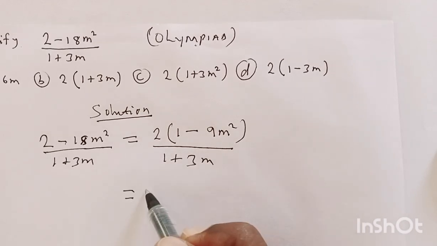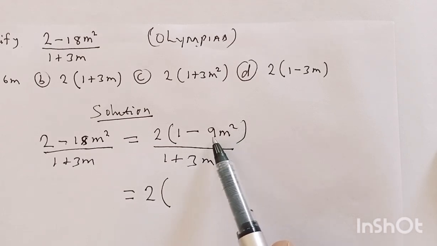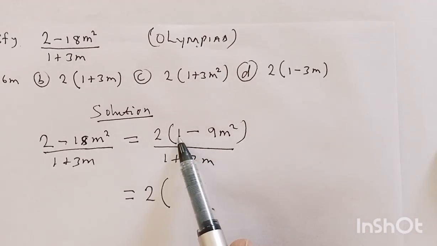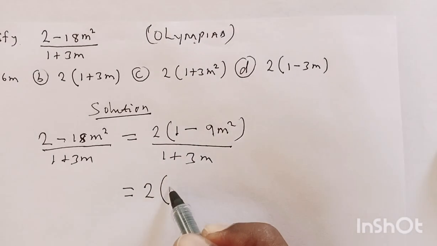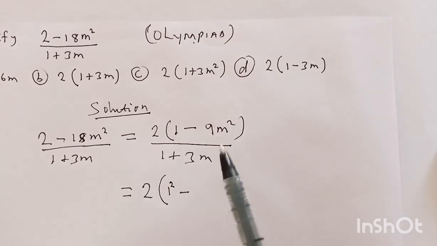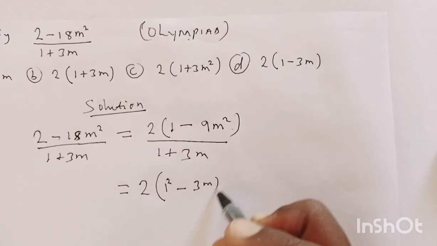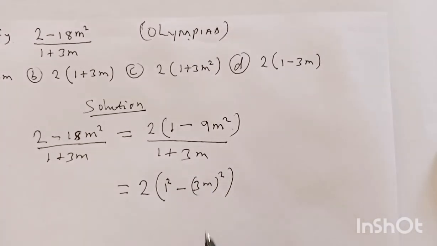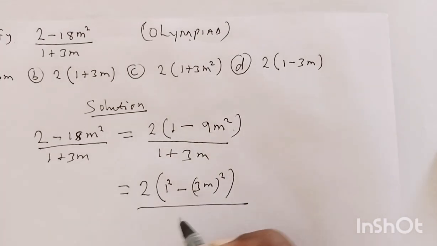This is the same thing as 2 into, here you have m square. So you know 3 square is going to give you 9. So here also 1 is the same thing as 1 square, and 9 is the same thing as 3 square. So this 1 is the same thing as 1 square, minus this 9 which is the same thing as 3. You write your m, then you square everything, because 3 square is going to give you 9, and m square is there also. Everything over 1 plus 3m.